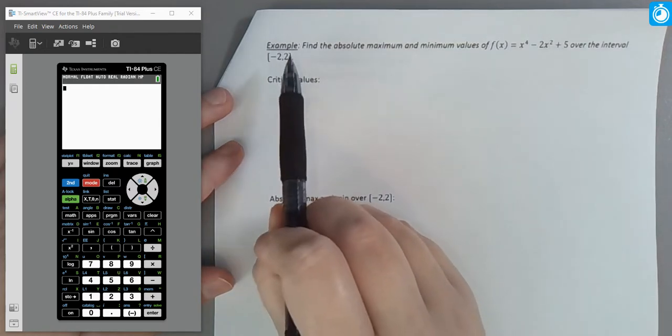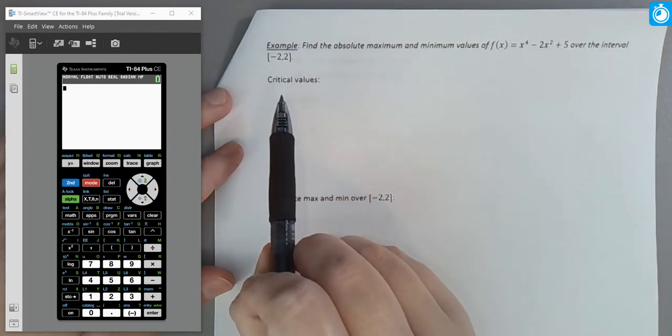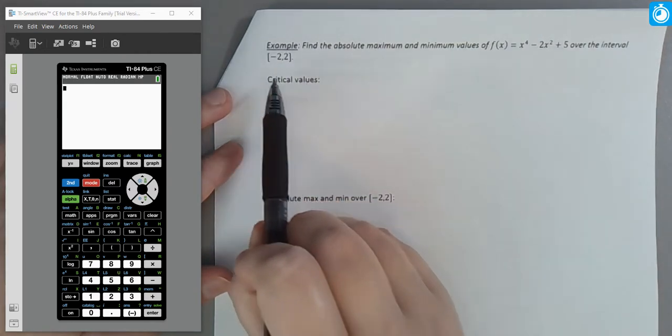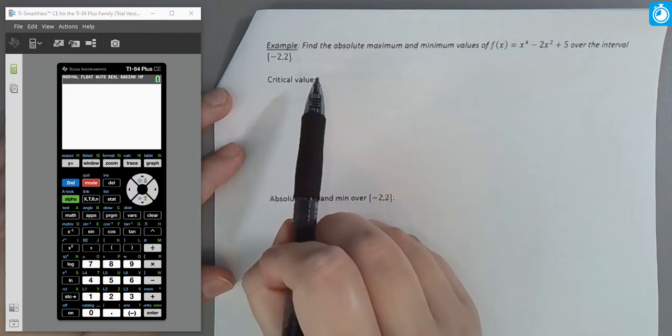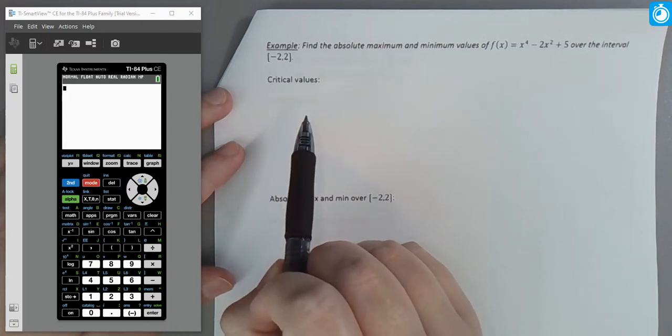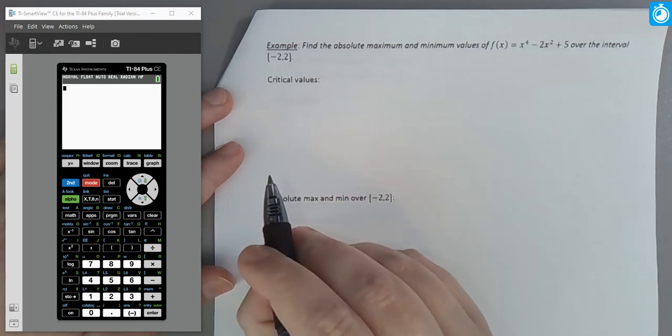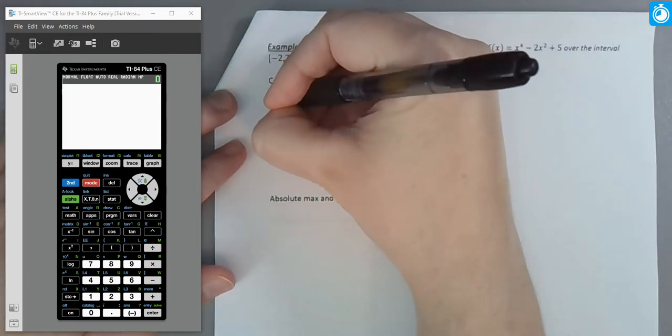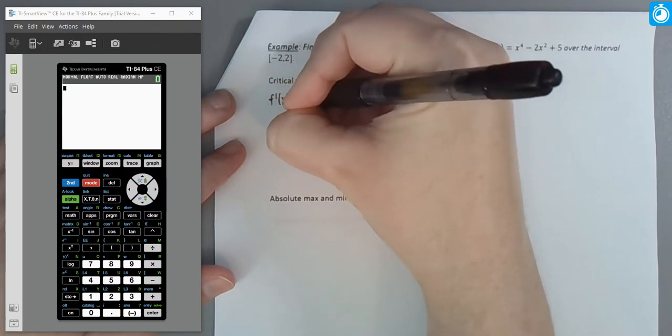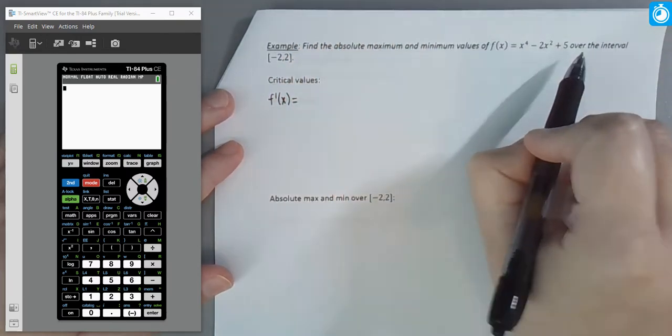So in order to make the list of possible highest and lowest values between these two x values, we start with our critical values, which again we know represent the locations where we might have a valley on our graph or a peak on our graph. So we need to find our first derivative. That's where we're always going to start. So take the derivative of our function.